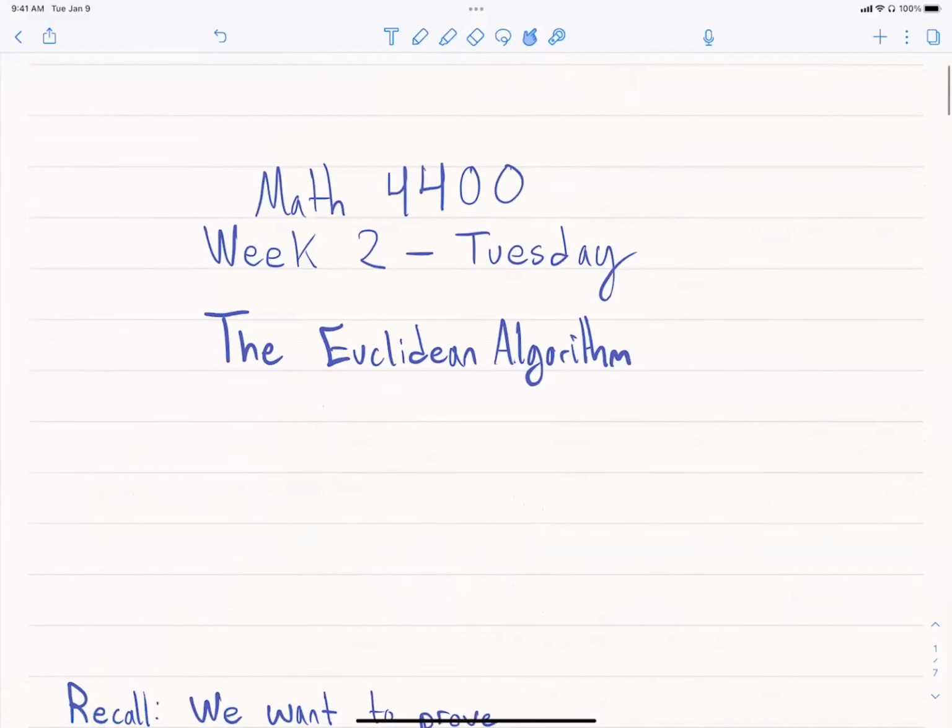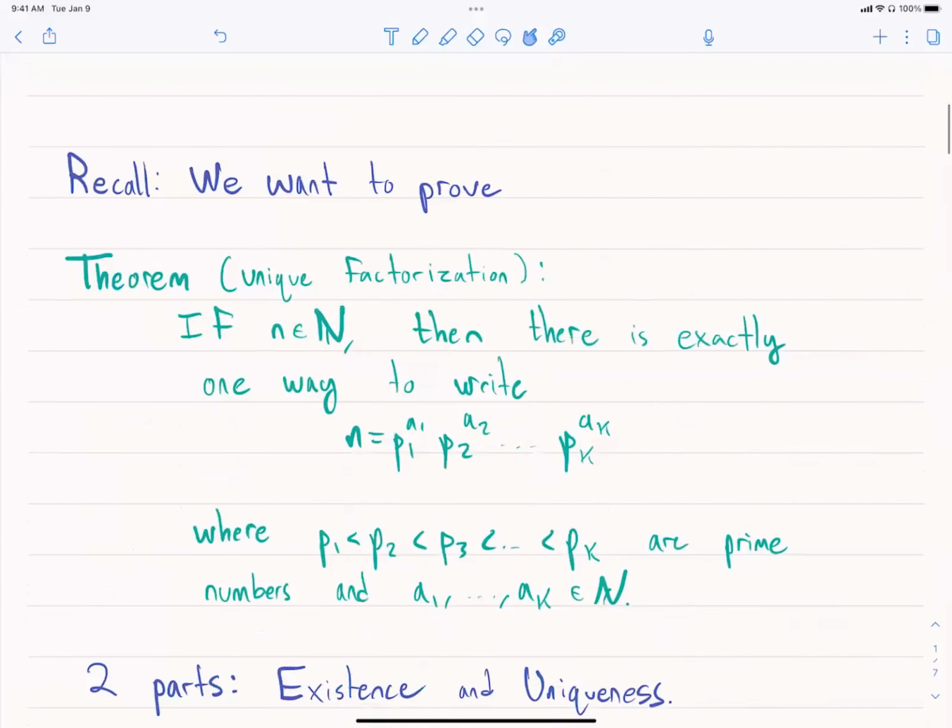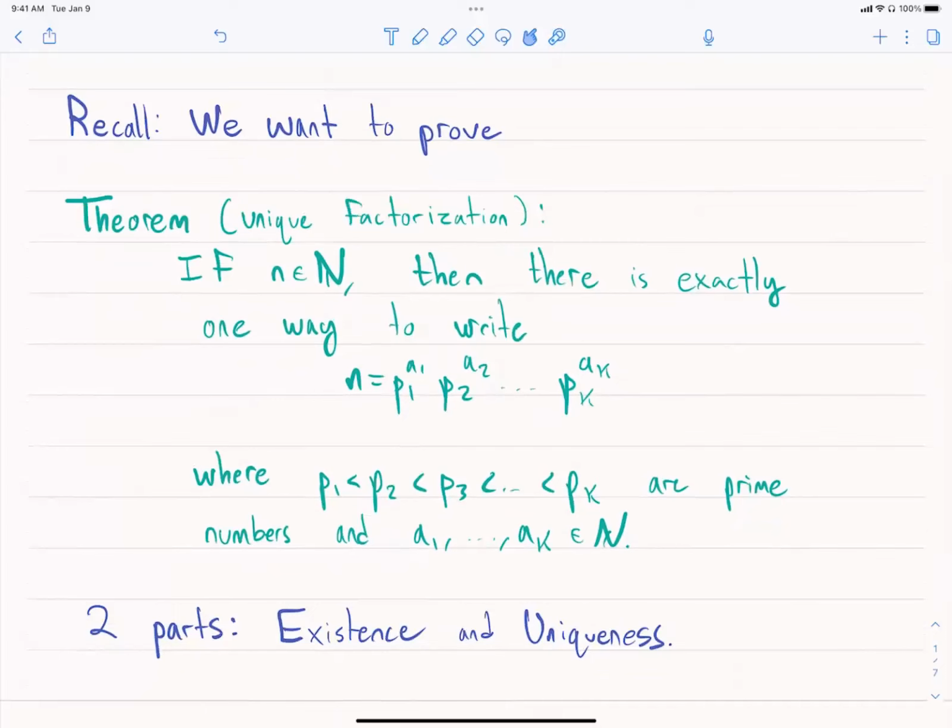So the Euclidean algorithm is going to be a tool that comes up when we try and justify the unique factorization theorem. Remember, the unique factorization theorem just encapsulates this basic fact about integers or natural numbers. I have it stated here for natural numbers. So if you have a natural number, then there's exactly one way to write it as n equal to a product of prime numbers. Each prime appears at most once, and you have it to some positive power.